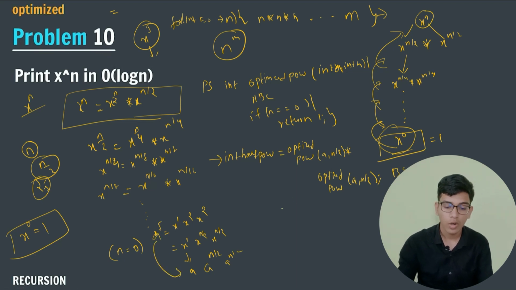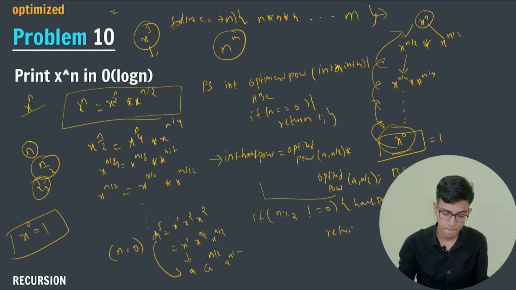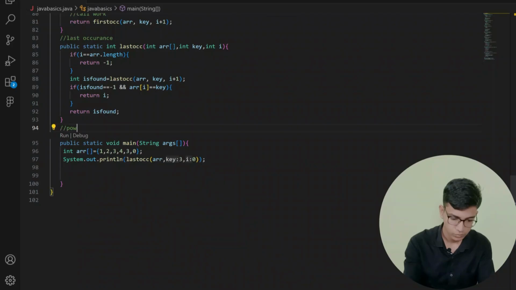Yeah. So for odd numbers, if my n modulo 2 is not equal to 0, then my half power will become half power is equal to a into half power. So this is my half power, I am multiplying with half power, that's all. After that I will return my half power square, that's all. This is how I will calculate the power of the given number. Now let us code this thing.